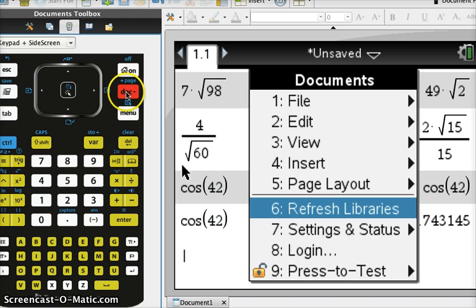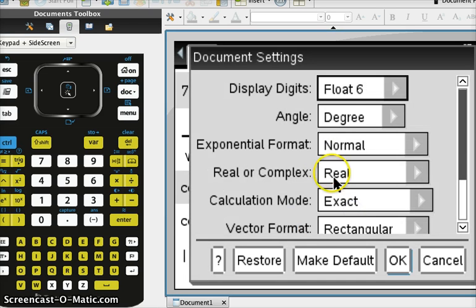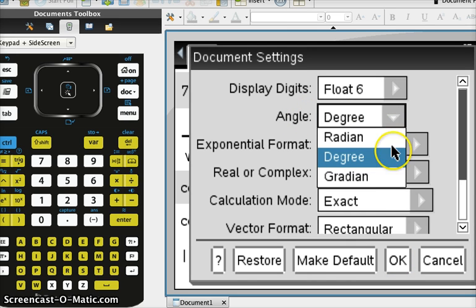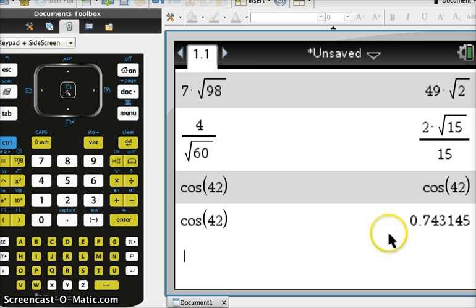Notice what I did there. I press Doc. In Documents, I go to Settings and Status. I go to Document Settings, and I see if my angles were set to degrees. What we just entered here was 42 degrees. This calculator will accept angles entered in lots of different formats, and what we want right now are degrees. If you did cosine 42 radians, it wouldn't turn out the same. So we want the cosine of 42 degrees, and the cosine of 42 degrees is 0.74.